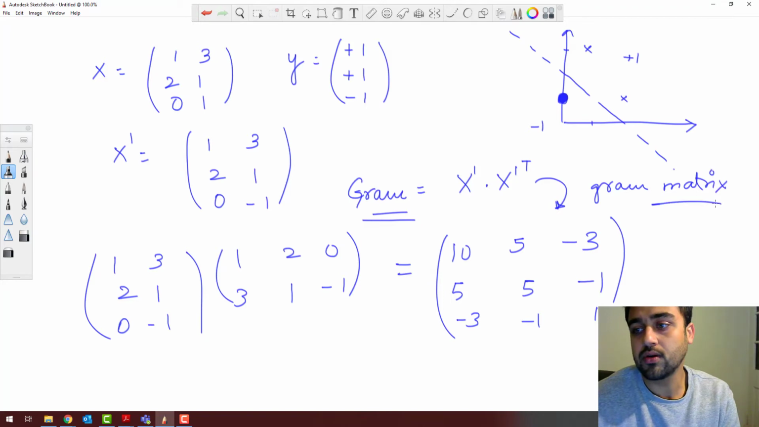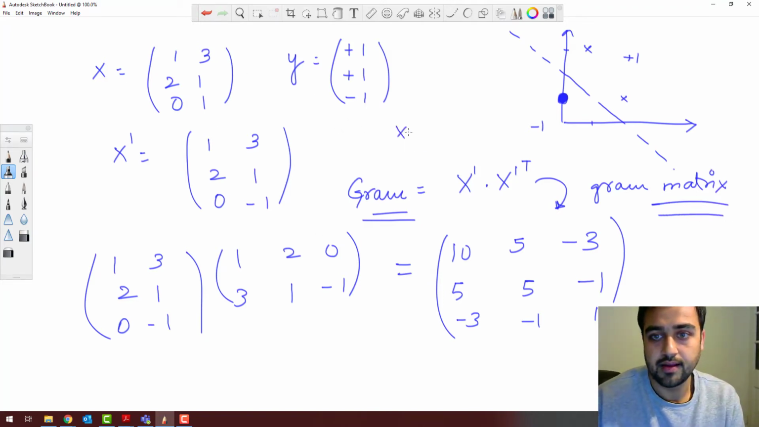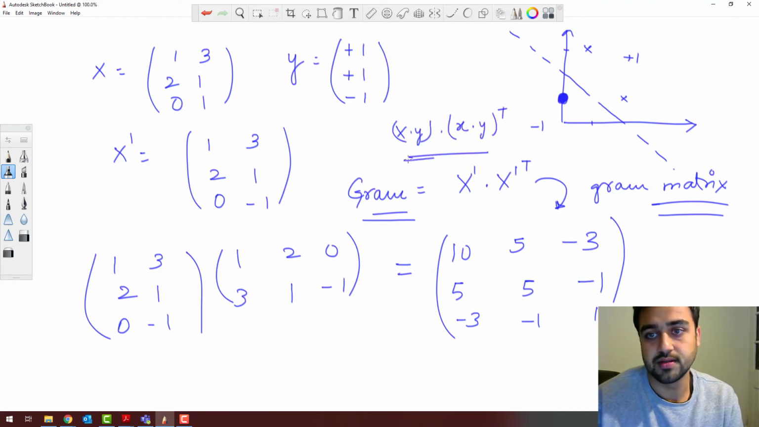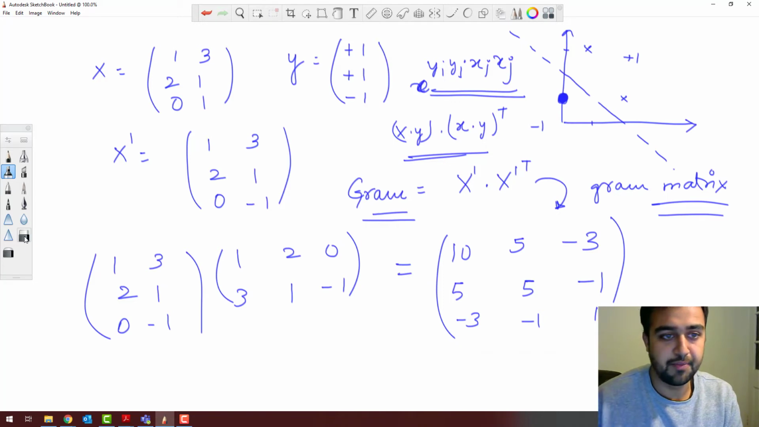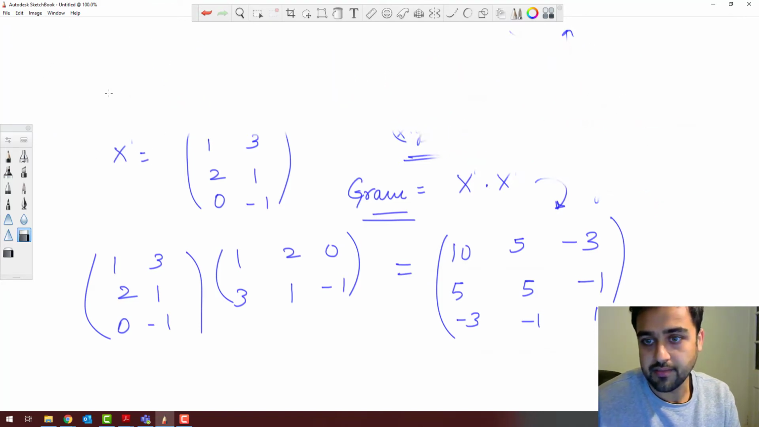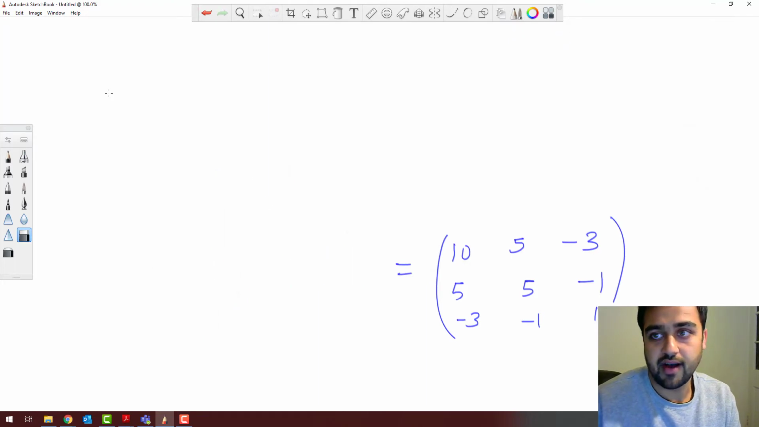So if you look closely, what we are doing, x dash is x dot y. So this is x dot y transpose, right? Which is basically finding out yi yj xi xj, right? So now we have built a gram matrix that brings us to our third step. Now the third step would be, once this gram matrix is built, we need to multiply it with alpha i alpha j.